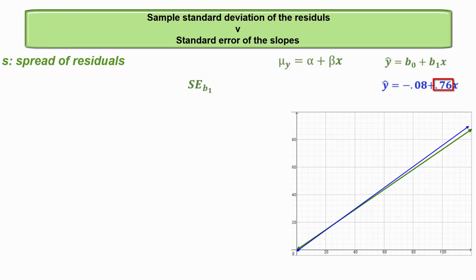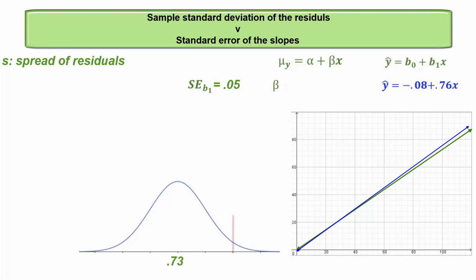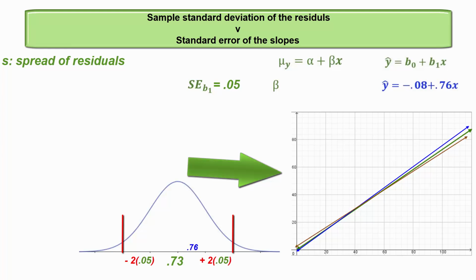Our initial slope was 0.76. Suppose the actual slope is 0.73, and our estimated standard error of the slope is 0.05. We would expect 95% of sample slopes to lie within 2 of these standard errors from the true population slope beta. Let's relate this sampling distribution of sample slopes to a coordinate axis system. Perhaps a second random sample would produce an LSR line with a slope of 0.68, and yet another sample would produce a slope of 0.72.